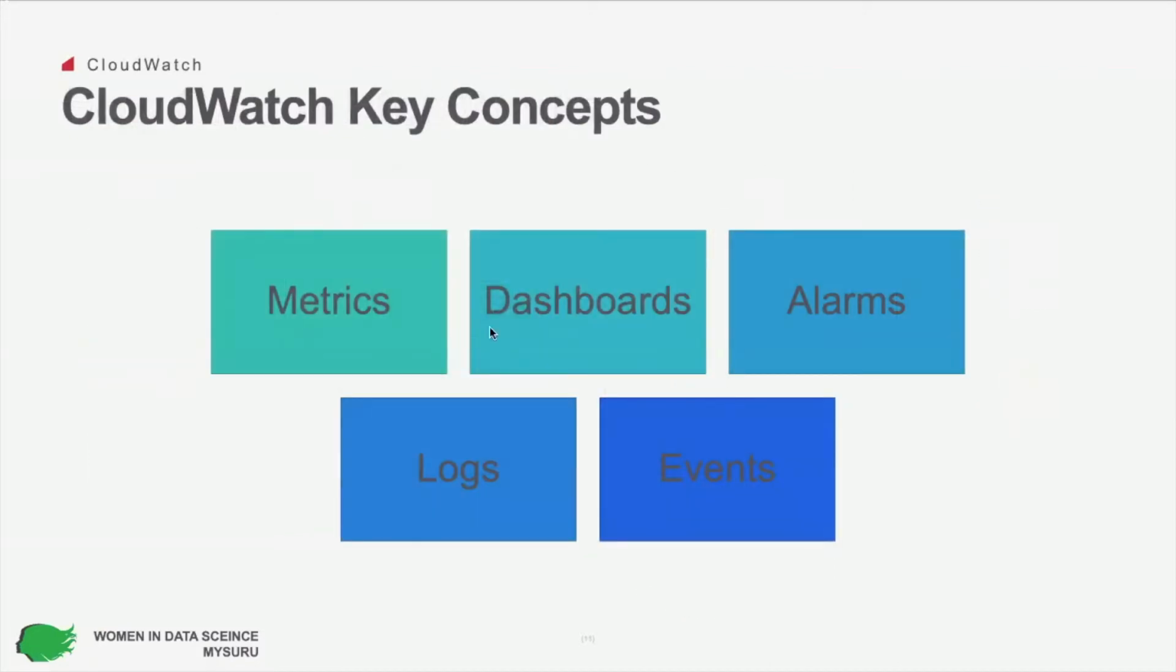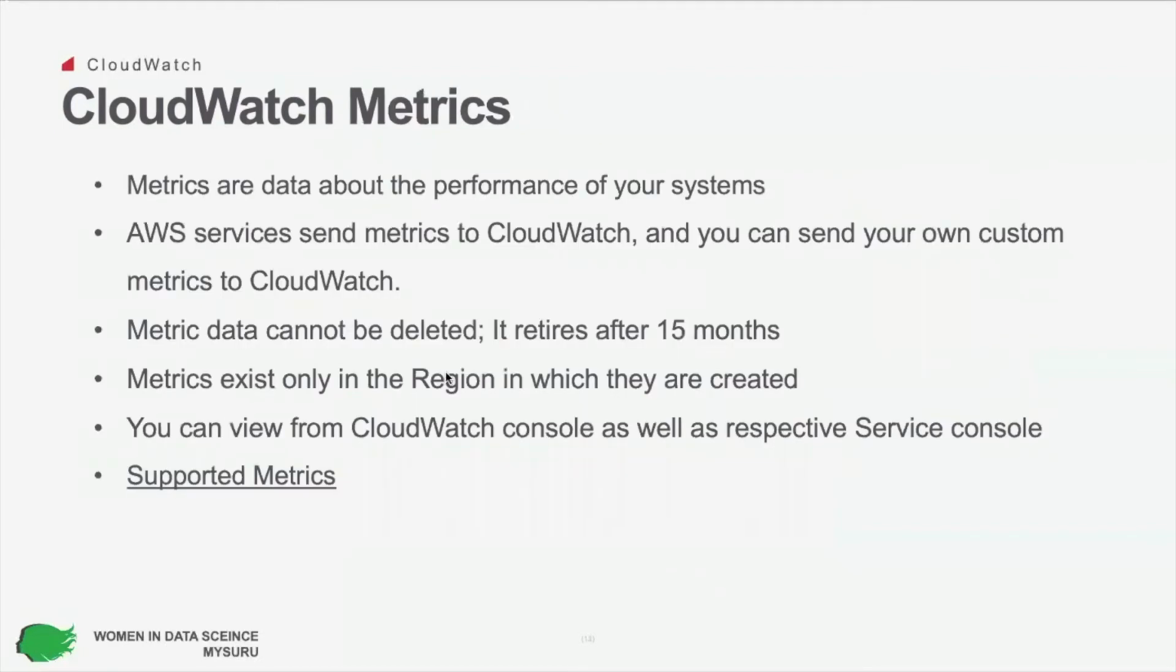Here are the key concepts of CloudWatch. You need to be familiar with metrics, dashboards, alarms, logs, and events, which are the fundamental concepts of CloudWatch. We'll get started with metrics. Metrics are data about the performance of your systems. For example, the CPU usage of a particular EC2 instance is one of the metrics provided by EC2.